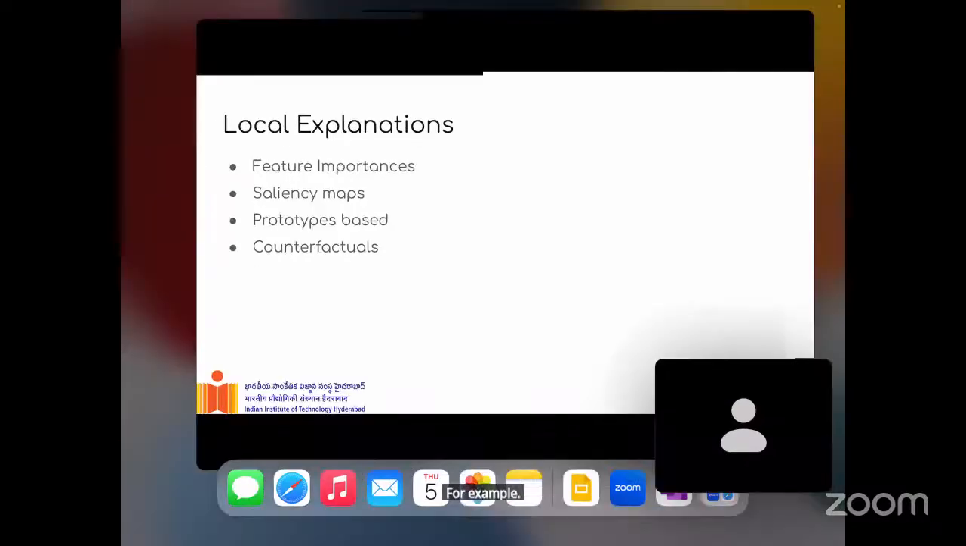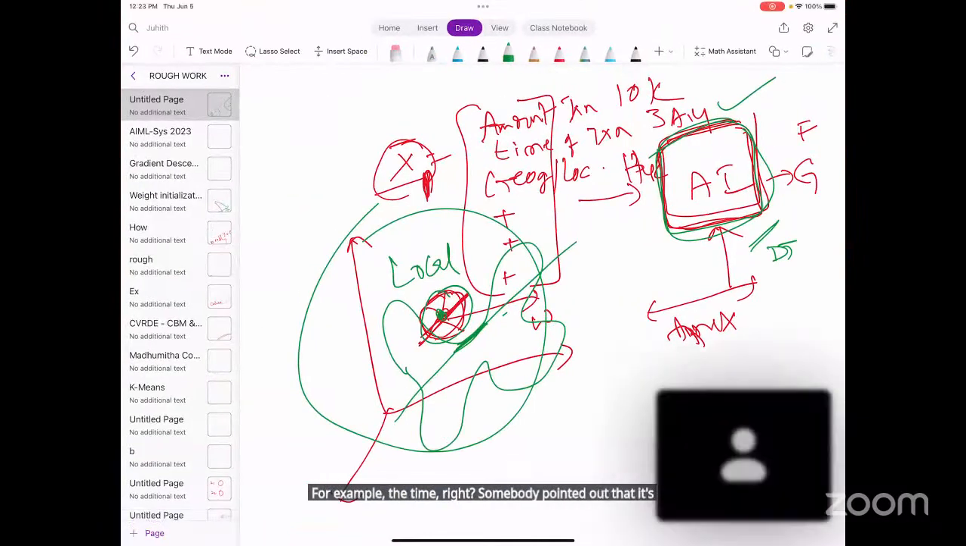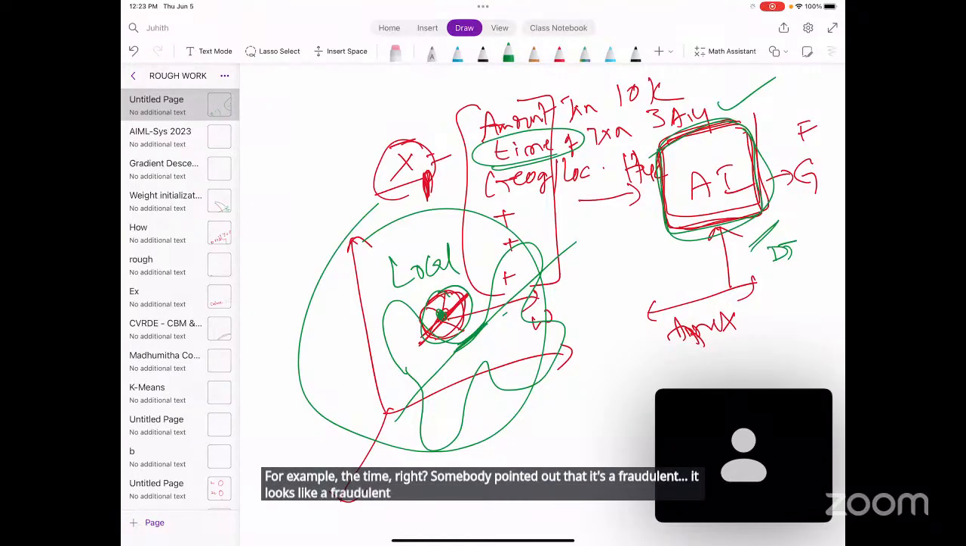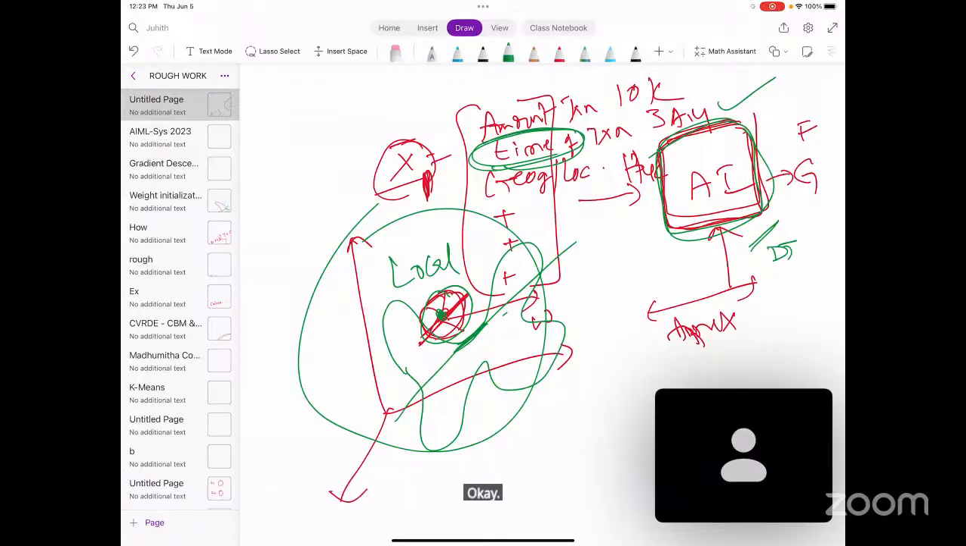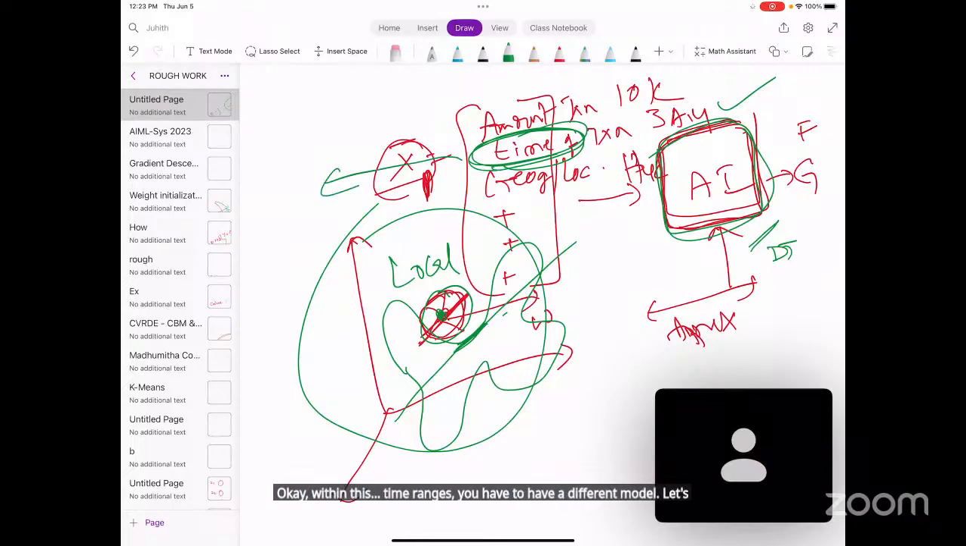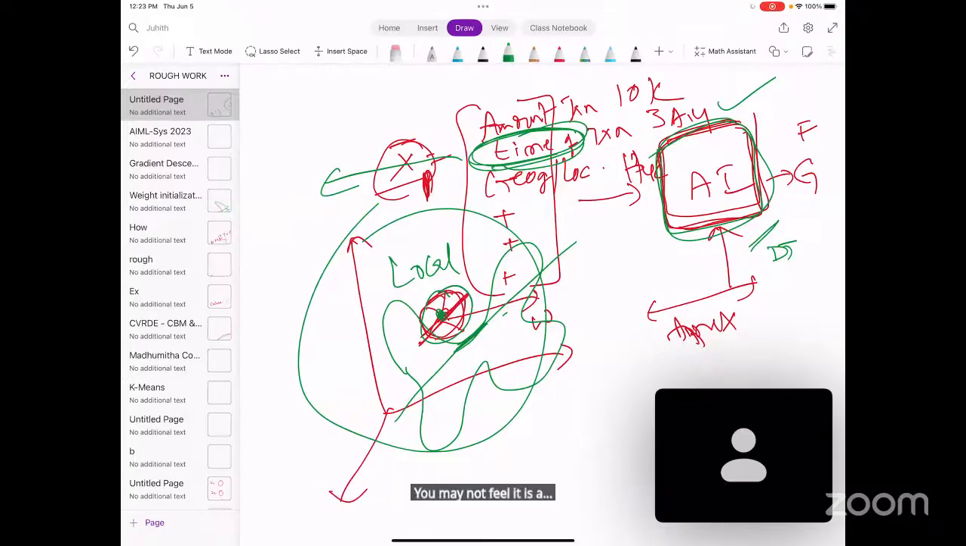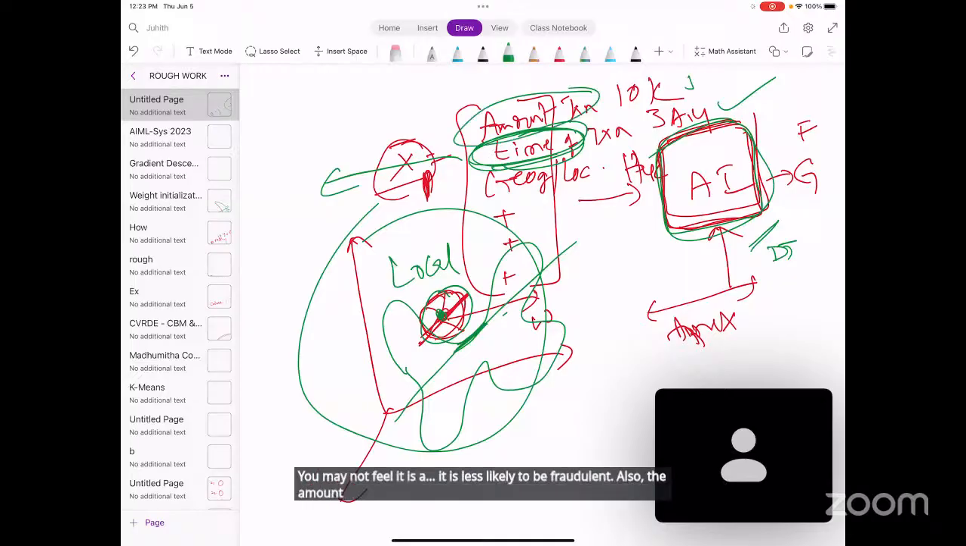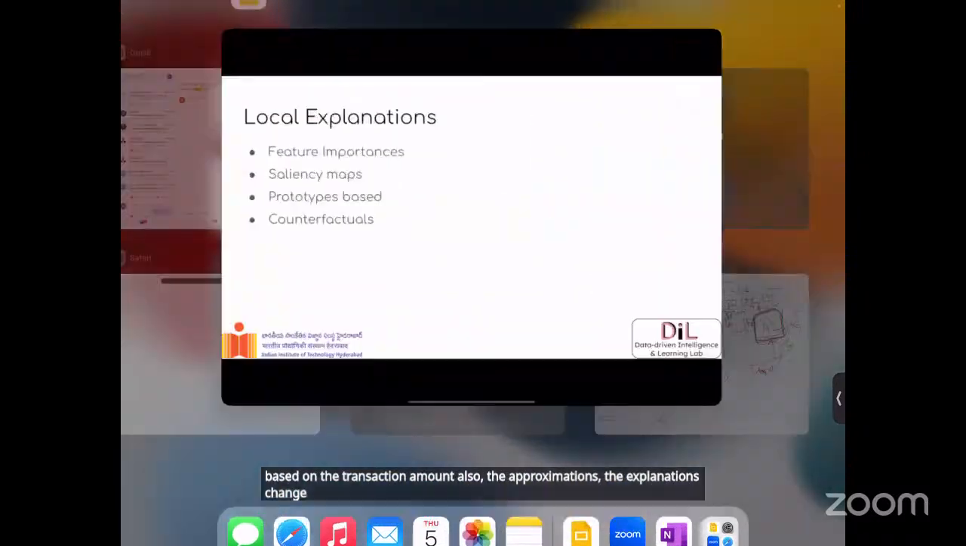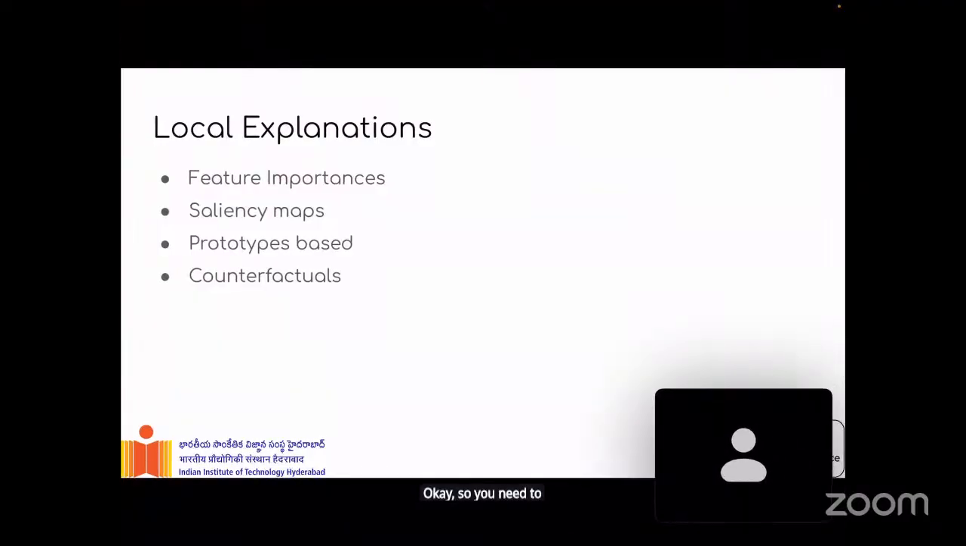For example, the time, right? Somebody pointed out that it looks like a fraudulent transaction because the time was suspicious. Within this time range, you have to have a different model. Let's say if it is regular daytime like 10 a.m., 11 a.m., it is less likely to be fraudulent. Also the amount: if somebody said only 500 rupees, you don't worry much, because based on the transaction amount also the explanations change. So you need to have any one of them as an explanation for the model.